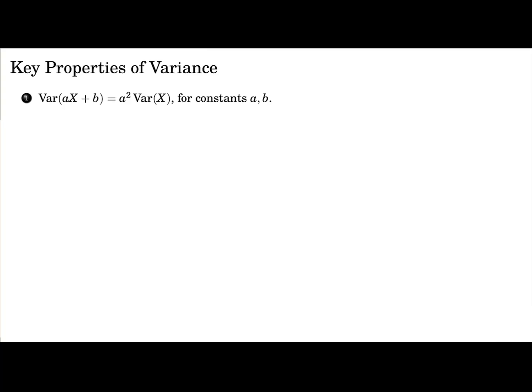Now that we have seen what variance measures, let's look at some of its most useful properties. The first property is that the variance of aX plus b is equal to a squared times the variance of X, for constants a and b. What this means is, first, that adding a constant, like this plus b part, does not change the variance.